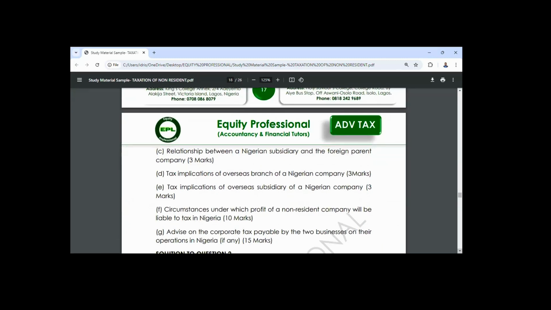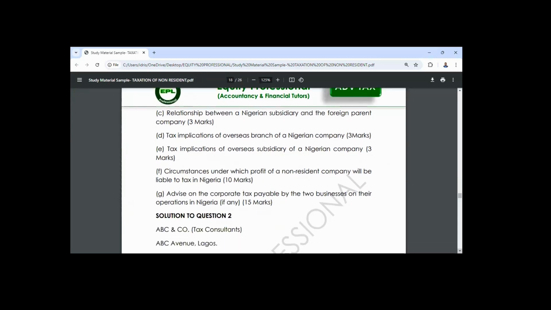D, tax implication of overseas branch of a Nigeria company. E, tax implication of overseas subsidiary of a Nigeria company. F, circumstances under which profit of a non-resident company will be liable to tax in Nigeria. G, advice on the corporate tax payable by the two companies on their operation in Nigeria.